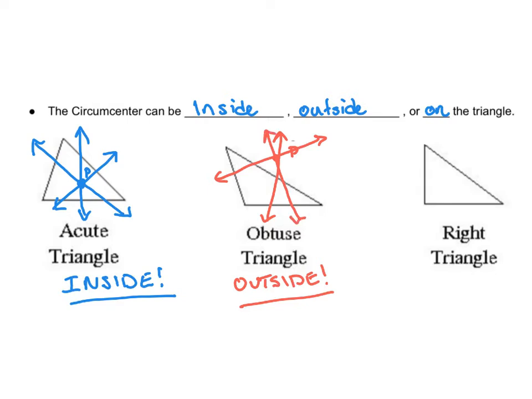Okay. So again, acute inside, obtuse outside, and then obviously our last one, a right triangle, it's going to be on our triangle. Okay. So a line going through, another line going through, and then another line going through. Okay.